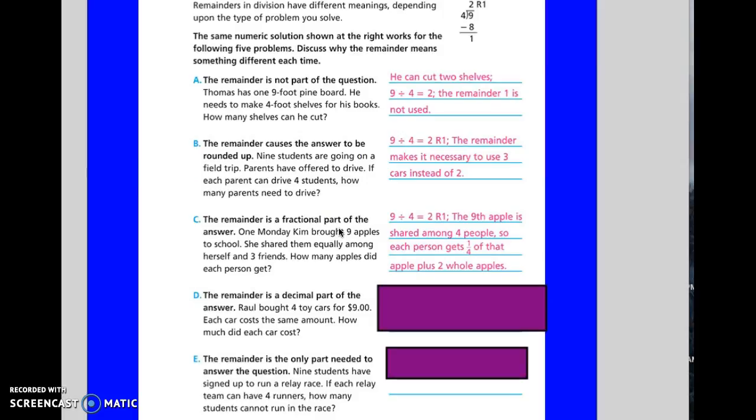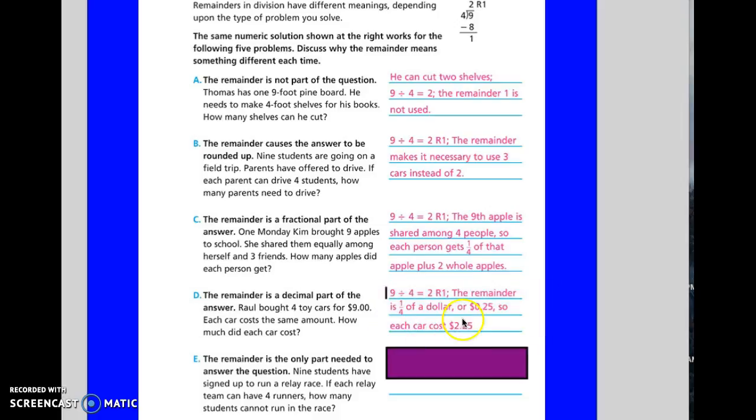All right, we got 2 more scenarios here. The remainder is a decimal part of the answer. Okay, oh, we did that one, sorry. So we got that one. Yep, we ended up with a car costing $2.25. All right, the last one is the remainder is only part needed to answer the question. So this one is the only thing we need to answer the question. Let's read an example and see why.